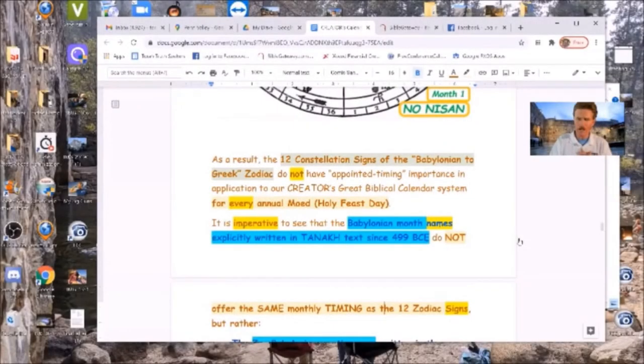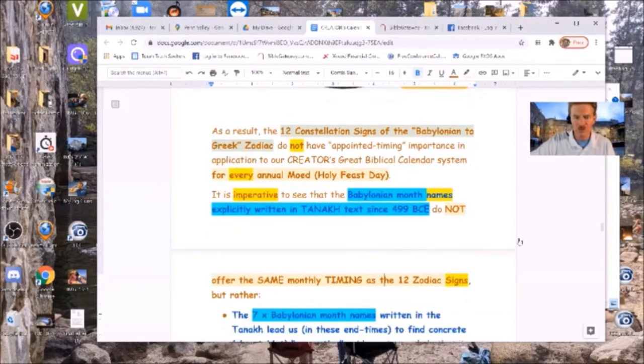I don't want to preach to the choir too much, but it is imperative to see that the Babylonian month names explicitly written in the Tanakh, that's the Old Testament text, since 499, do not offer the same monthly timing as the 12 zodiac signs. So don't use the zodiac to try to determine the 1st month or the 7th month or Shavuot, Pentecost, and all these holy days, these annual ones.